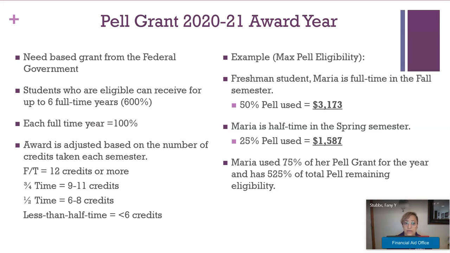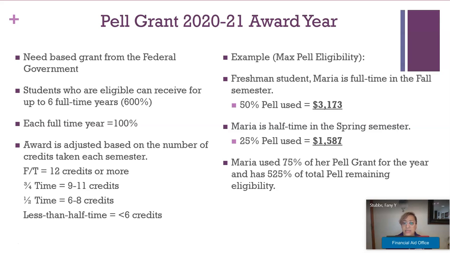If you are considered full-time, you will be taking 12 credits or more. If you are taking less than 12 credits, from 9 to 11, you will be considered three-quarter time. 6 to 8 credits is a half-time student, and less than 6 credits is less than half-time.